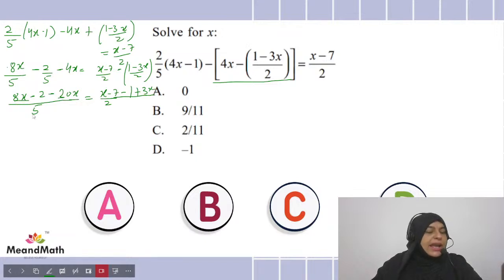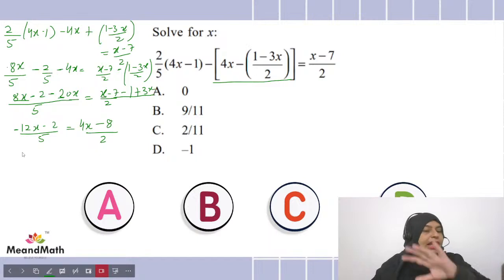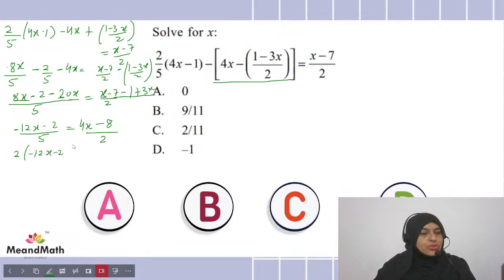Now it is 8 minus 20. So 8 minus 20, it will become minus 12x minus 2 divided by 5, which is equal to x plus 3x, that is 4x. Minus 7 minus 1 minus 8 divided by 2. Okay, now you can cross multiply it. So 2 times of minus 12x minus 2 and 5 times of 4x minus 8. Now it becomes very simple.